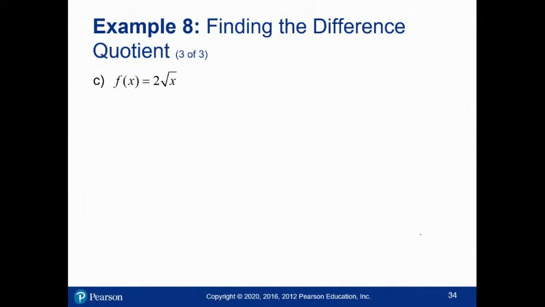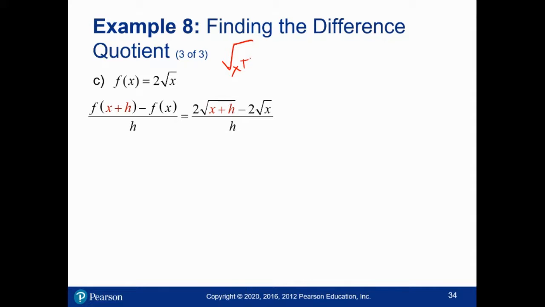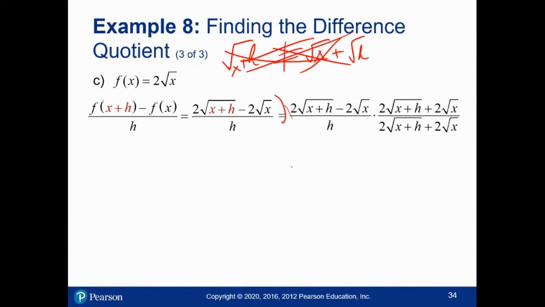Okay, how about 2 times root x? F of x plus h, and I want to stress, the square root of x plus h is not root x plus root h. It just isn't. That's not how it works. Don't do that. Unfortunately, we have nothing to do but work with this numerator as it stands.